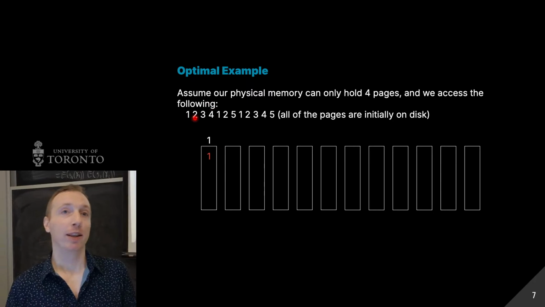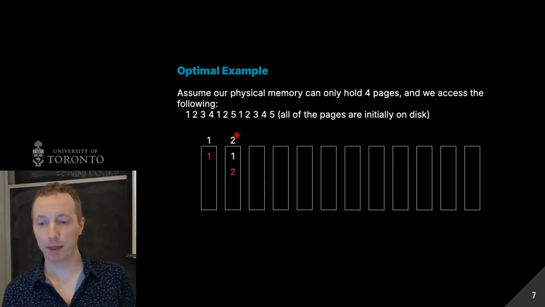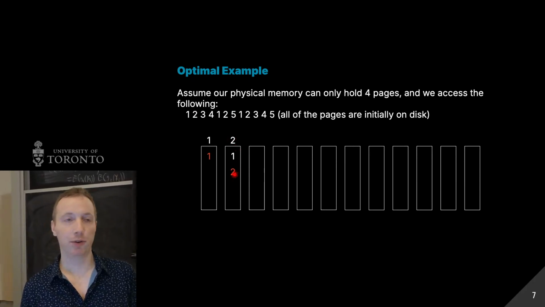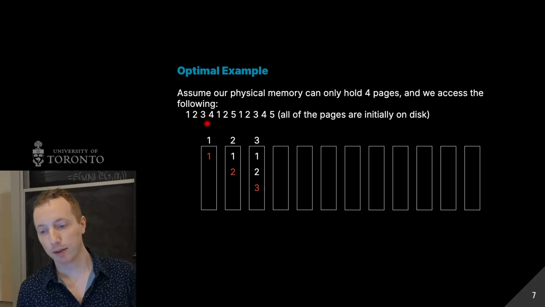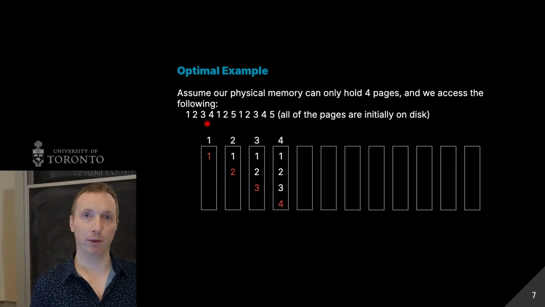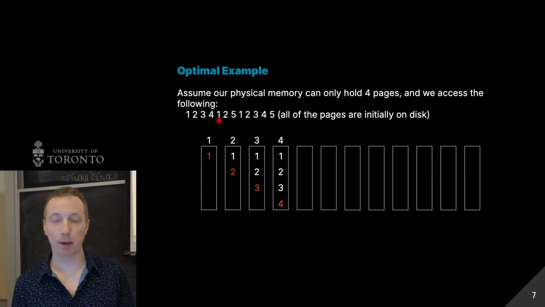All right, so now we access page 2. It is not in memory, so we do the same thing. There's space for another page, so we would load page 2 into memory. And then, well, this is going to be boring for the first 4 unique pages. Same for 3, same for 4. Right, now everything is full. Everyone okay? All right, now we access page 1.